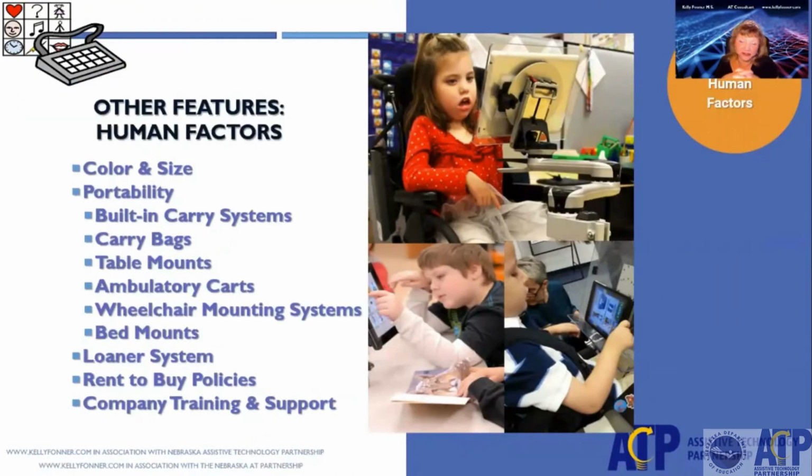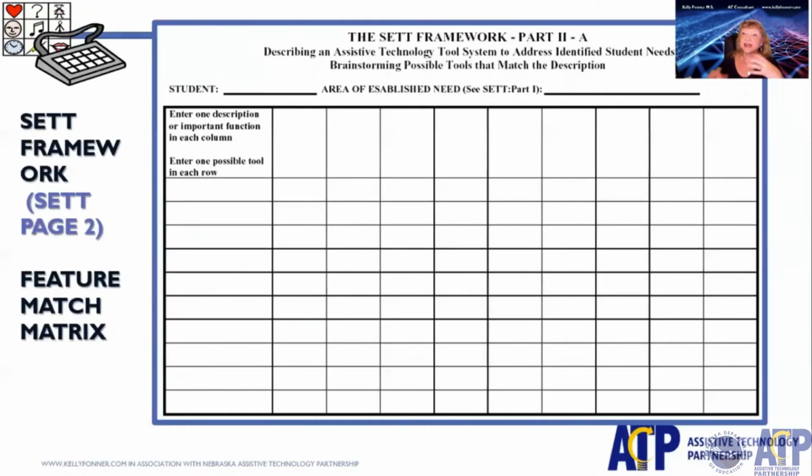Human factors and those other factors really make an impact. Make sure that a part of your AAC evaluation and feature match includes color and size, portability, looking at those built-in carry systems, table mounts, wheelchair mounts, all those ways that people need to be able to get their own AAC system around. Looking at whether a company has loaner systems or rent-to-buy policies and their training and support. These kinds of factors really make a difference.